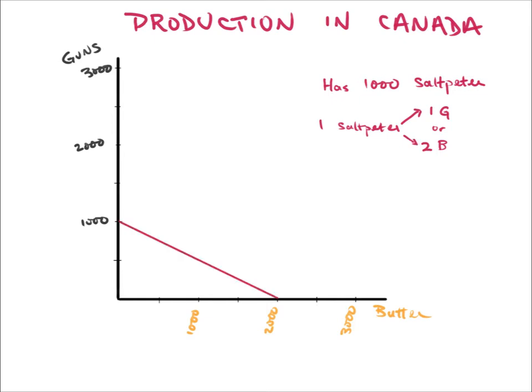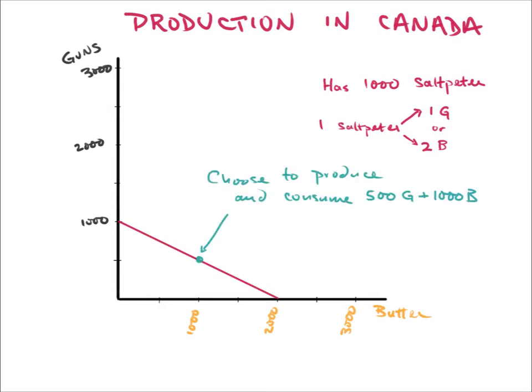Still, there's a production possibilities frontier for Canada. And at one extreme, if Canada uses all its resources to produce guns, it can convert the 1,000 saltpeter into 1,000 guns, but it has nothing for butter. The other extreme, it can use all of its resources for butter, and it has 2,000 butter but 0 guns. And anything in between is also possible for Canada. Okay, so here's the production possibilities frontier for Canada.